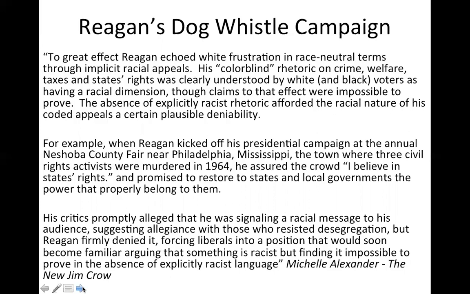For example, when Reagan kicked off his presidential campaign at the annual Neshoba County Fair near Philadelphia, Mississippi, the town where three civil rights activists were murdered in 1964, he assured the crowd, 'I believe in states' rights,' and promised to restore to states and local governments the power that properly belonged to them. His critics promptly alleged that he was signaling a racial message to his audience, suggesting allegiance with those who resisted desegregation, but Reagan firmly denied it, forcing liberals into a position that would soon become familiar, arguing that something is racist, but finding it impossible to prove in the absence of explicitly racist language."